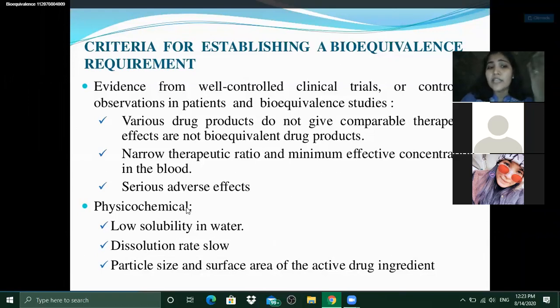Then in the case of physicochemical properties of the drug, it will be the same. If there is a low solubility of the drug in water, the dissolution rate is low, and the particle size and surface area of the active drug ingredient are higher, then in that case also you will have to go ahead and establish a bioequivalence requirement. That means you require bioequivalence studies due to this criteria. That is what you will have to explain, and then you will conduct the bioequivalence studies again.